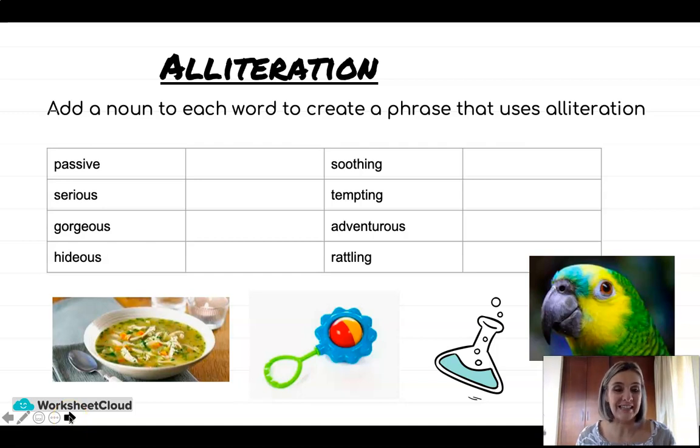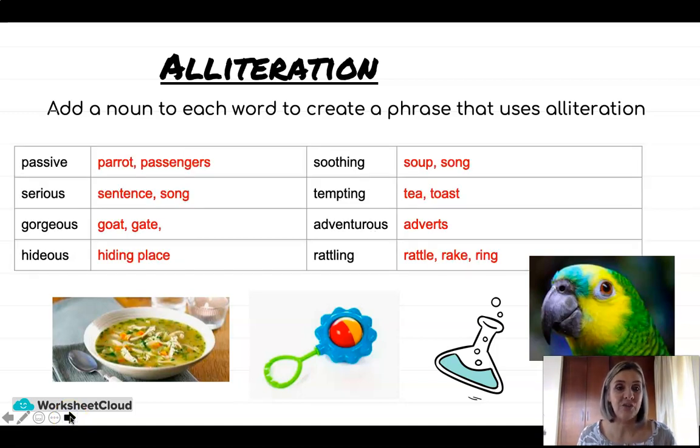Right, let's go on and see how you've done. You can have a passive parrot. So I gave you some clues here at the bottom. Or passive passengers who sit on the train passively. Passive means you just go with the flow. You don't really fight or get involved. You just sit there quietly.